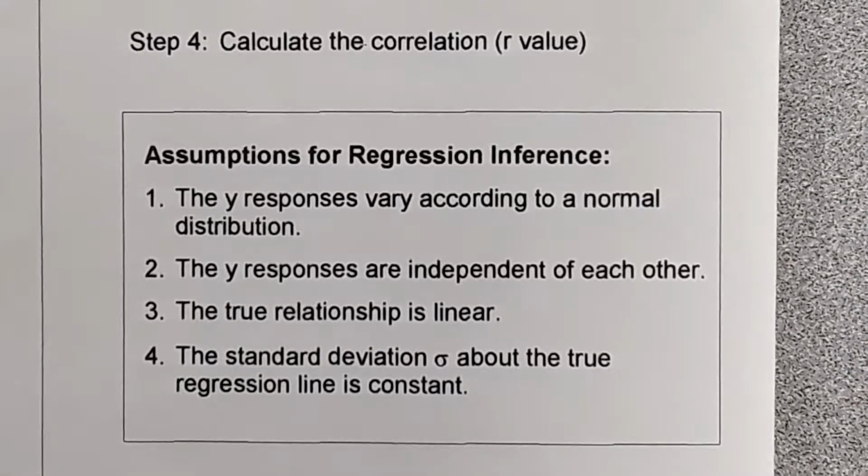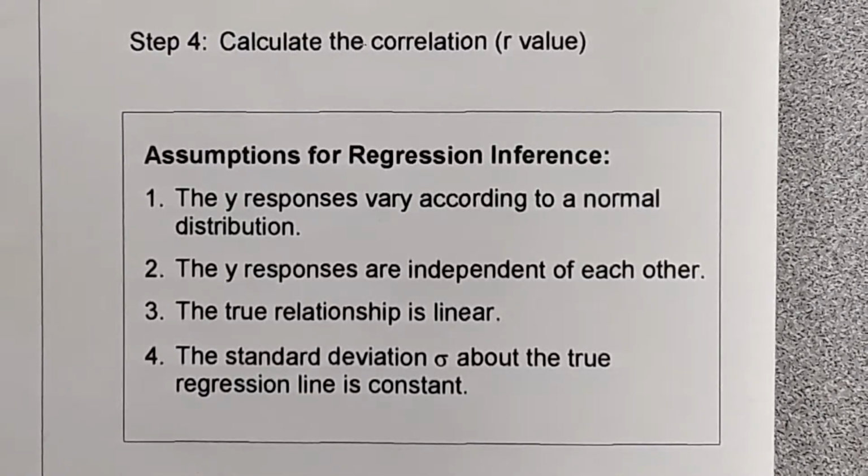Okay, so assumptions for regression inference. The y responses vary according to a normal distribution. So they need to tell you that, okay? The y responses are independent of each other. Again, with the independence, right? Do you see that there's this theme? One does not affect the other. The true relationship is linear.